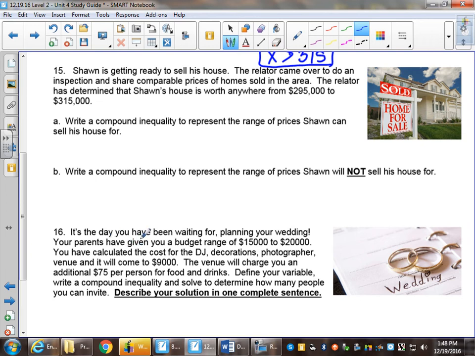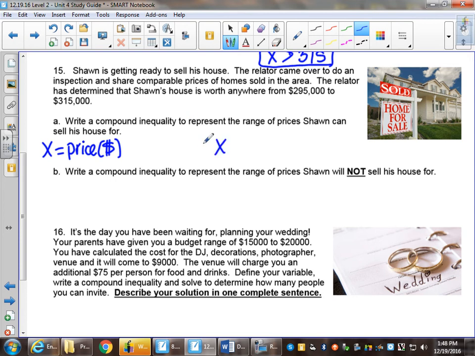The realtor came over to do an inspection and share comparable prices of homes sold in the area. The realtor has determined that Sean's house is worth anywhere from $295,000 to $315,000. Write a compound inequality to represent the range of prices Sean can sell his house for. So we're going to let X be the price of his house, so price in dollars.